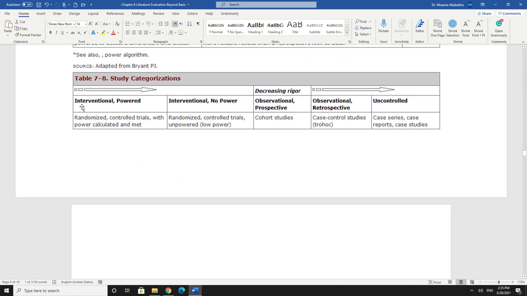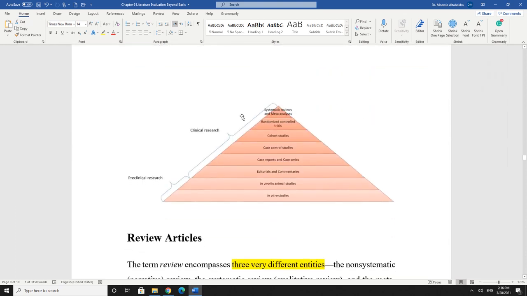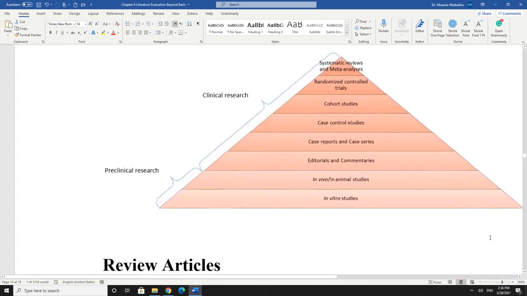According to that, the strongest is the interventional powered controlled, then interventional with no power, then observational prospective, which is the cohort, observational retrospective, then uncontrolled ones like case series, which are also retrospective. I want you to memorize this pyramid. Okay, if you look at this pyramid, it will show you the weakest evidence to the strongest evidence.